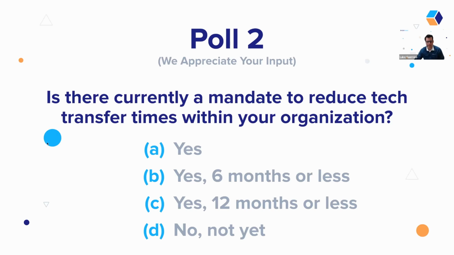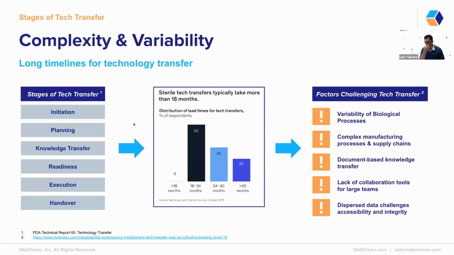What we see, and certainly what we've seen from industry data, here in the center, we have a report from our friends at McKinsey, where tech transfer takes on the median 18 to 24 months. So up to 2 years is the median estimate, and it only goes longer from there. So in some cases up to 3 years. So this is obviously a big area of opportunity for the industry.